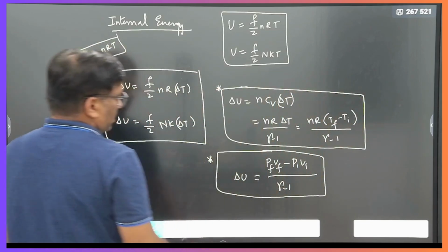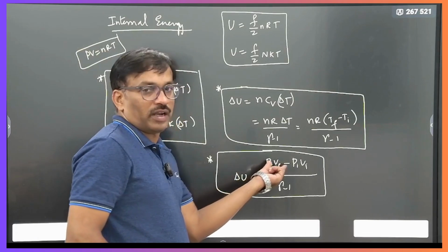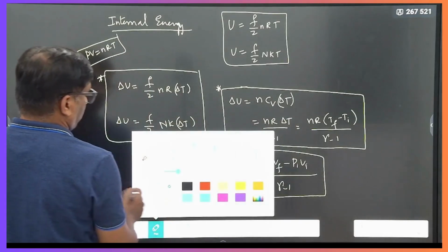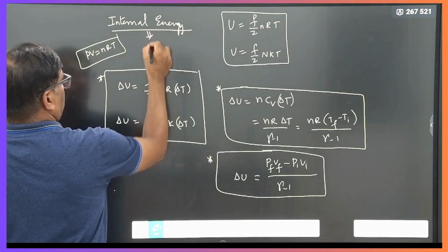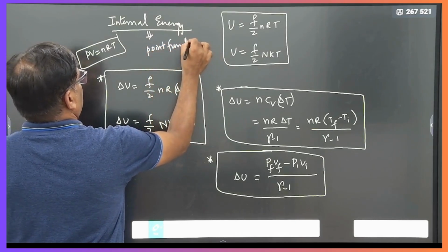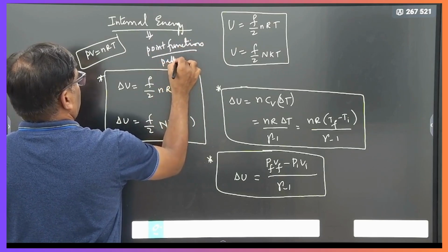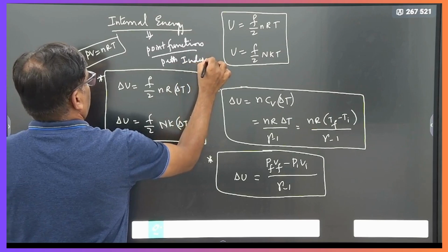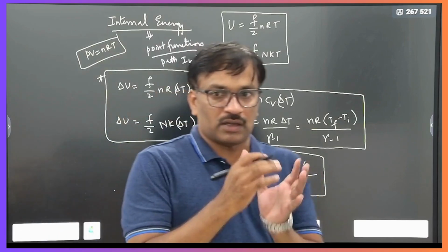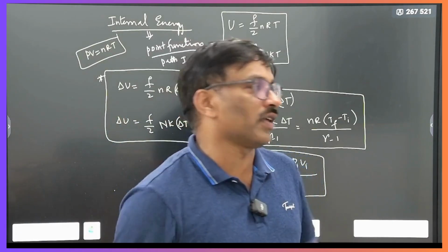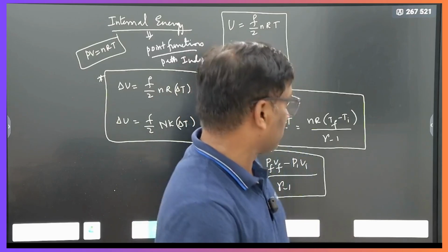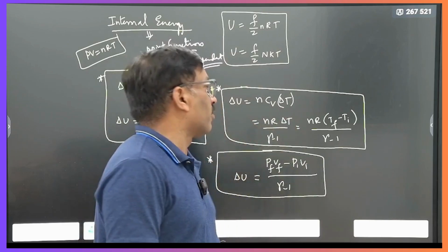So this internal energy depends upon the initial point and final point, and does not depend upon the path. This is nothing but a point function, so that is path independent. That means how we are taking the gas from one state to another state, it does not depend upon how it is followed. It depends upon the initial and final points.